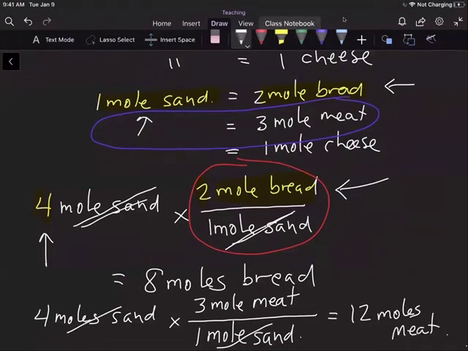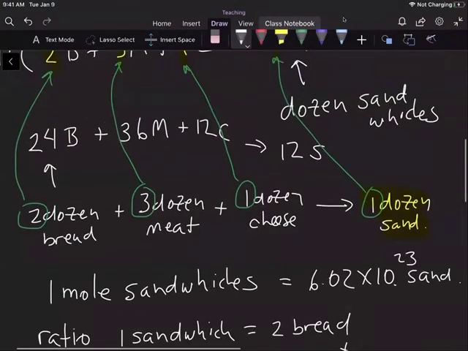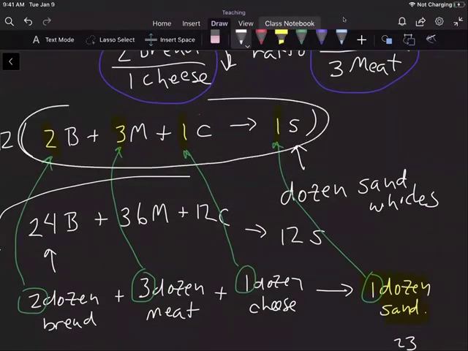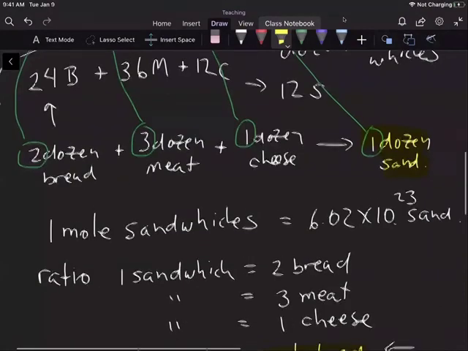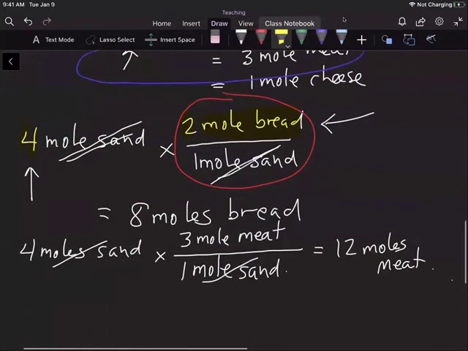Okay, so we're using the idea that we've got this recipe right here. Okay, the coefficients in that recipe are telling me how much I need of each. And then if I'm given some strange amount of those things, you know, if I want to make 7 sandwiches, I can then use the ratio.